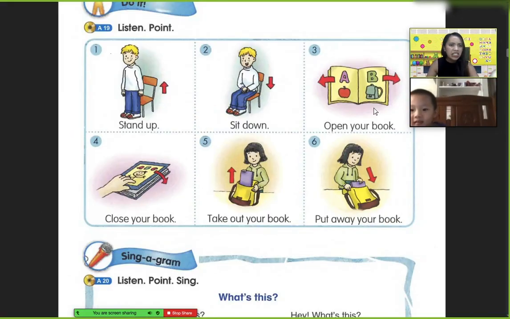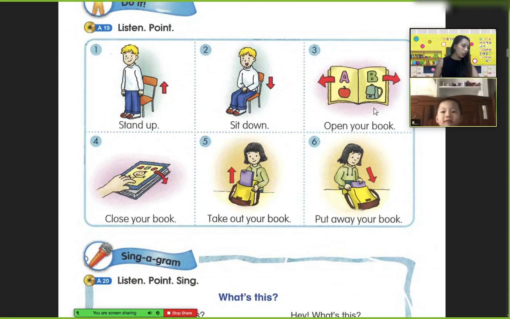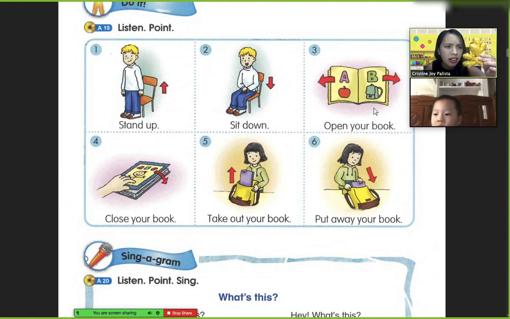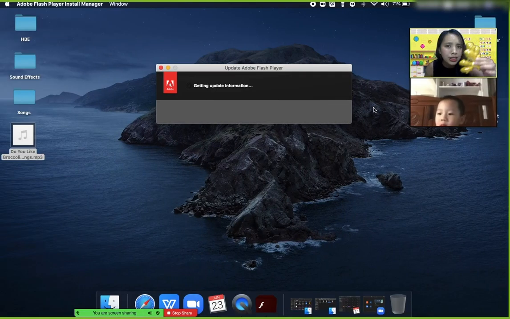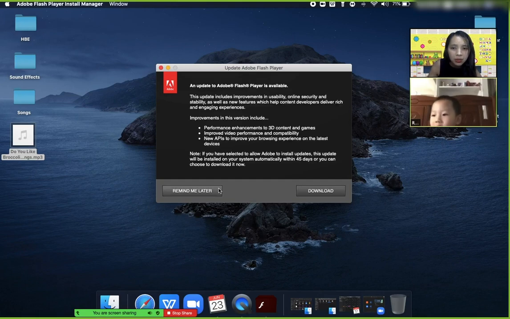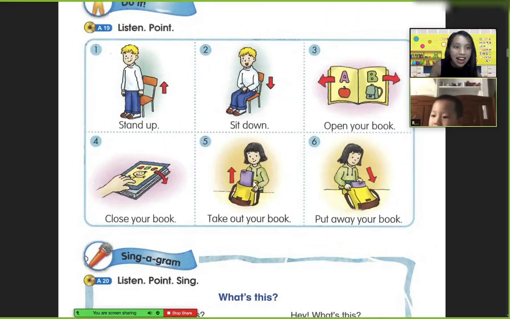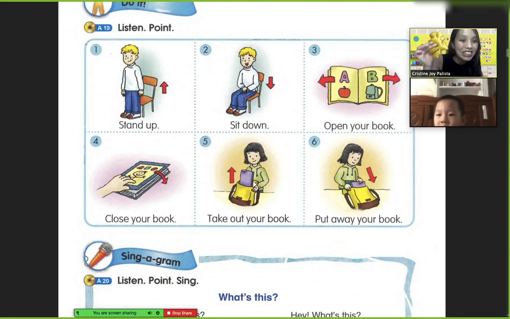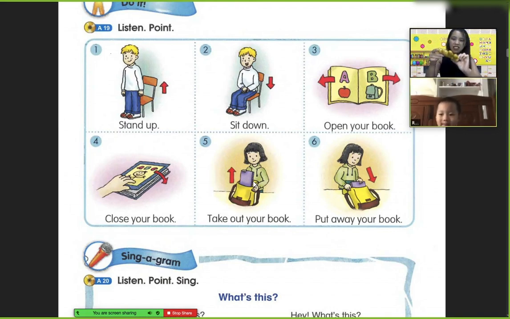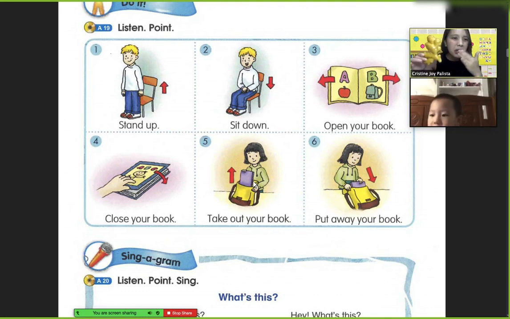Do you like a donut? Yes, I do. Do you like ginger? No, I don't. Say no, I don't. No, I don't. Your mouth will burn. It's spicy.